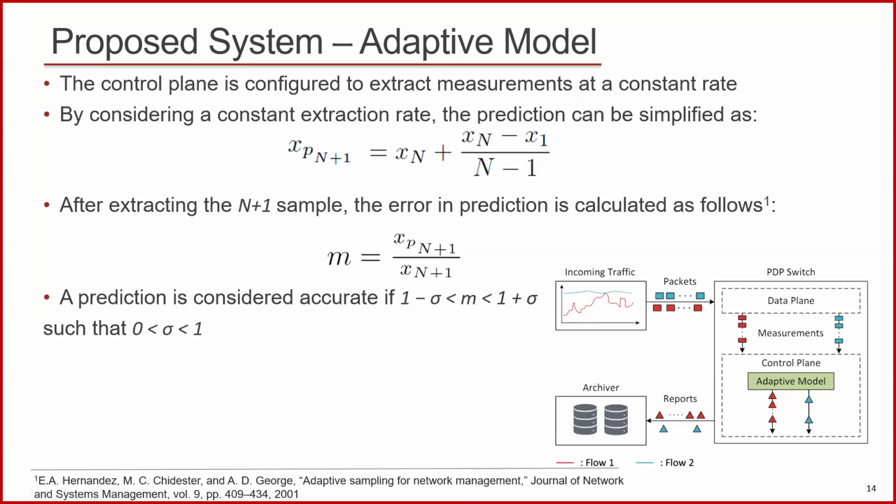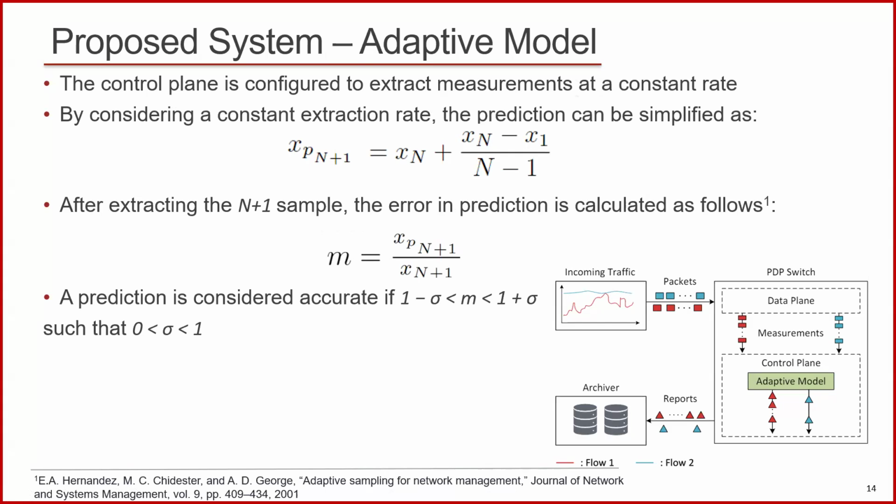If the error m is between 1 minus sigma and 1 plus sigma, knowing that sigma is a hyperparameter going between 0 and 1, so if m is within sigma from unity, then the system was able to create a linear model of the traffic, and we can reduce the sampling rate.